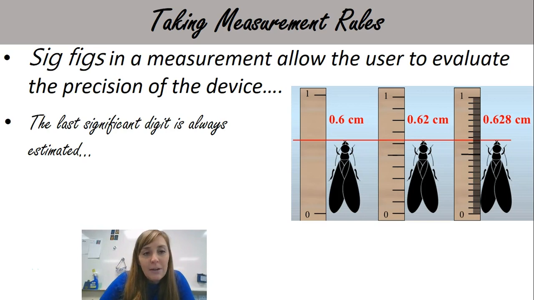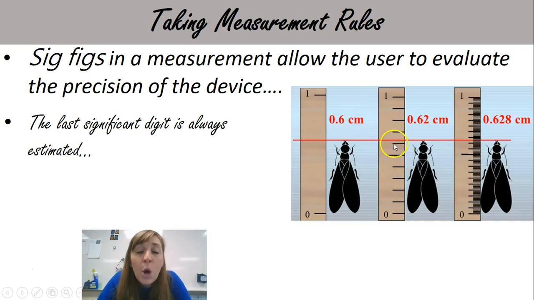So the last significant figure is always estimated. So let's look at this. I know where my 0 centimeters is and my 1 centimeters is, but the 6 here, I don't really know. I estimated or I guessed, I kind of eyeballed it, is another way of saying that. So this 6 was estimated. Versus here, I know that 0.1, 0.2, 0.3, 0.4, 0.5, 0.6, I know that 0.6. So I estimated the 2 here. Here, it's kind of harder to see, but I know exactly right here, right below it, is 0.62. So the 8 was estimated.